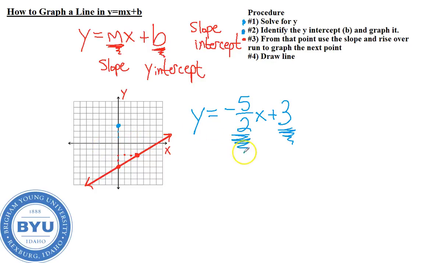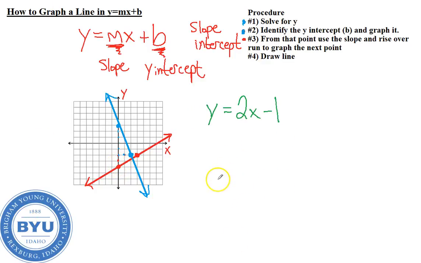The slope is -5/2. So that means my rise is -5 and my run is 2. So from this point, I'm going to go down 5. 1, 2, 3, 4, 5. And I'm going to run 2. 1, 2. So it's right here. I then connect these 2 points. And that's the graph of this line, y equals -5/2 x plus 3. Notice that the number was negative, and so my rise actually ended up being a fall because it's -5. If I rise -5, that's going down 5.